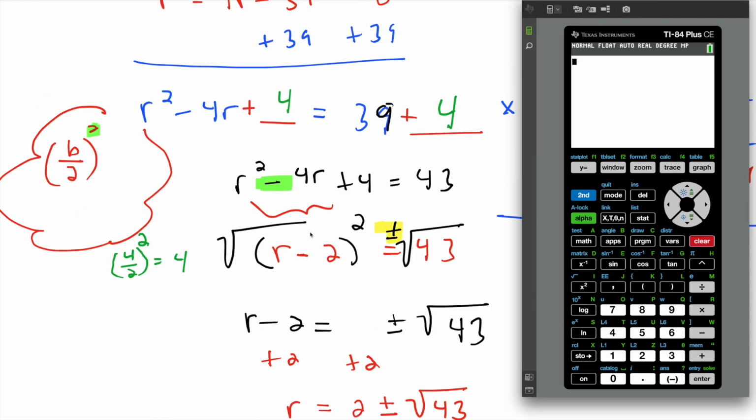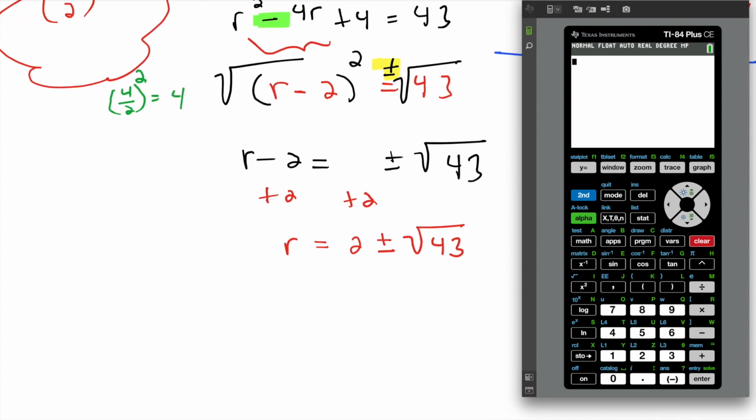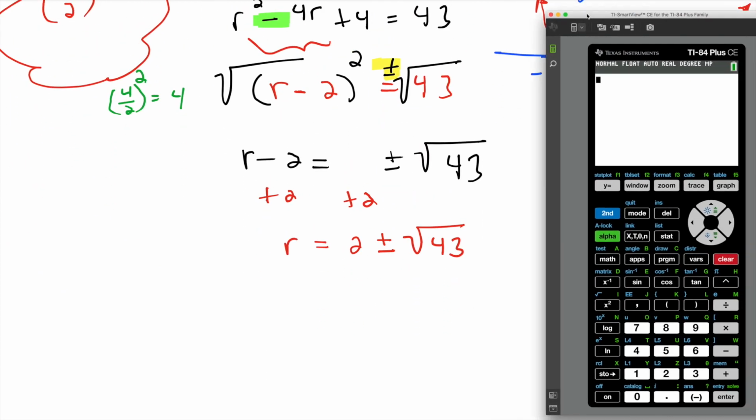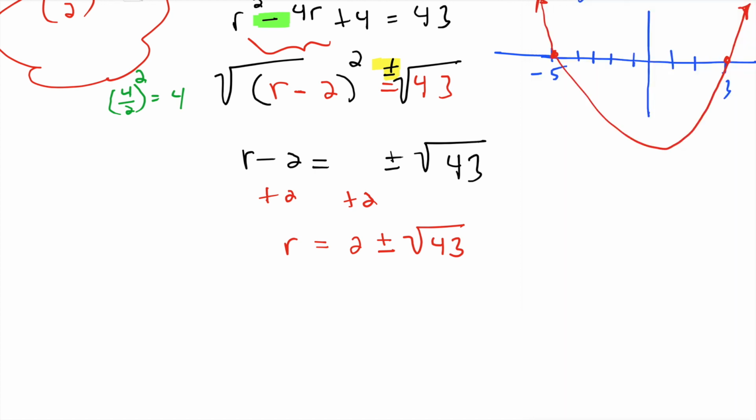And if you look at their instructions, they want you to round to the nearest hundredths place. Do you know where the hundredths place is? It's two numbers after the decimal. All right, so let's go ahead and just take the square root of 43. All right, so that's 6.5574. I'll write all of that down. 6.5574. And then we have R equals 2 plus or minus that.